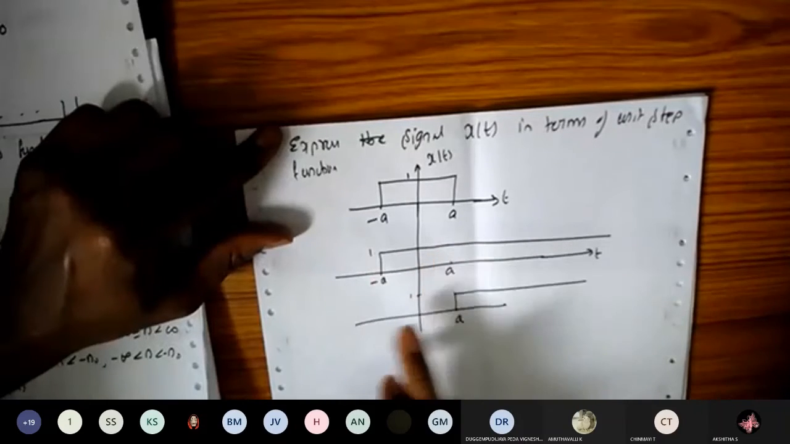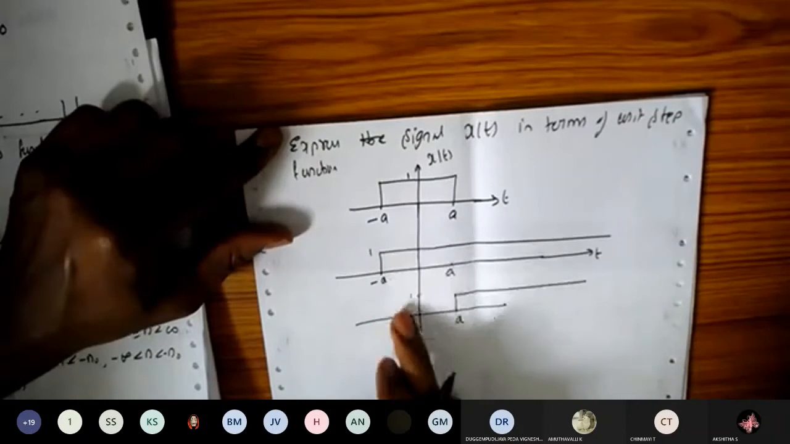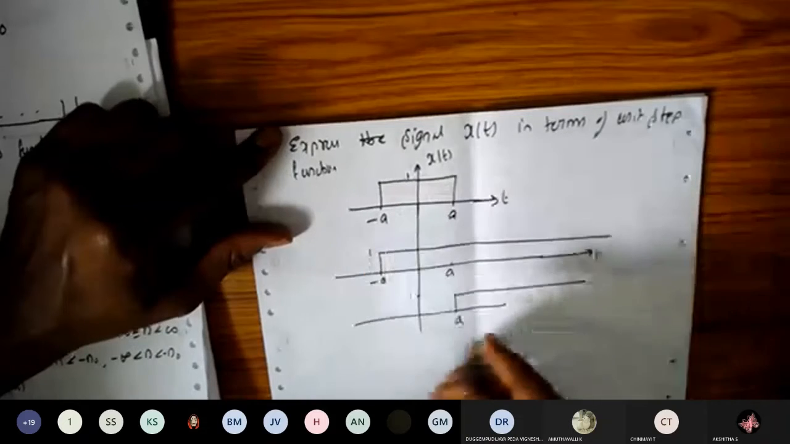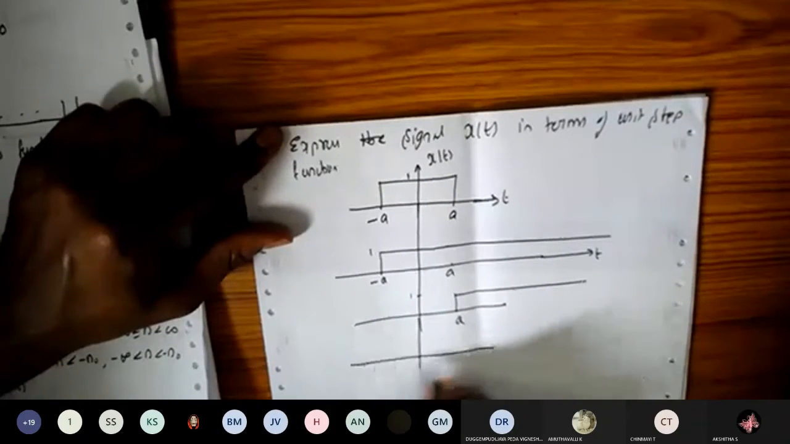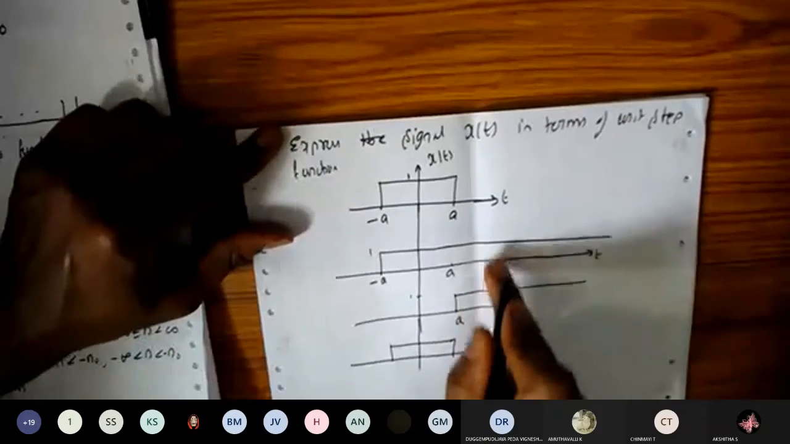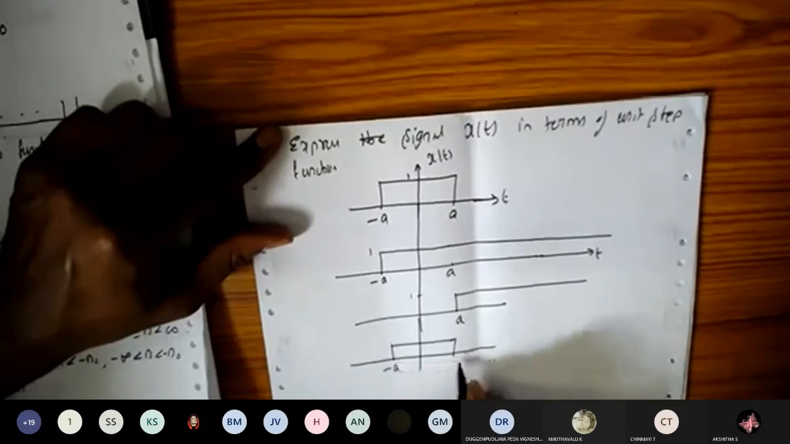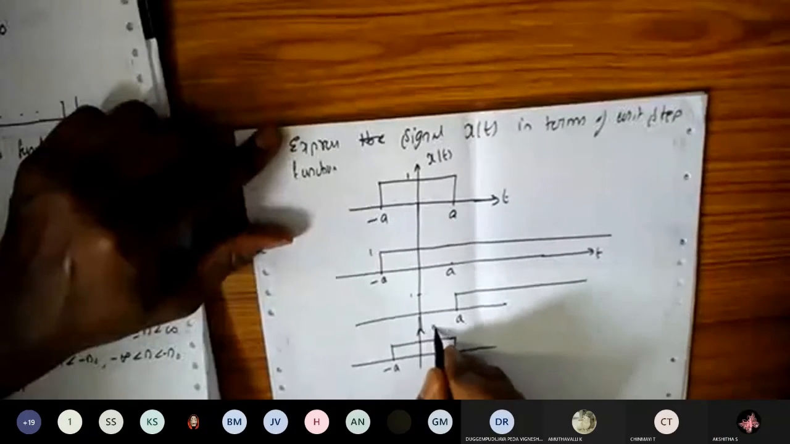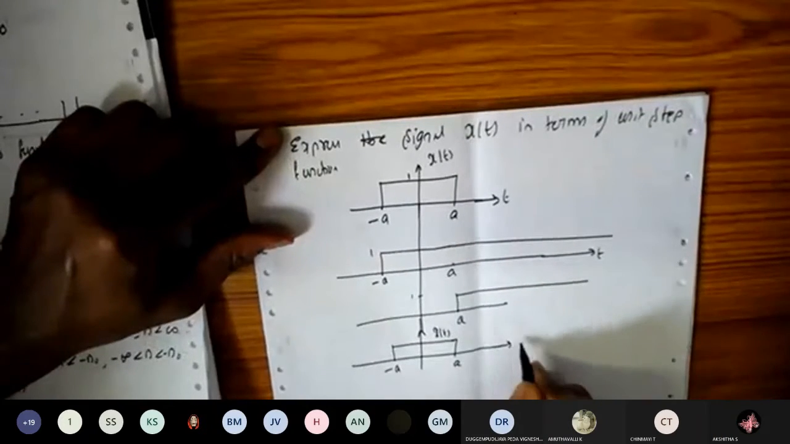When you take the difference of these, from minus a to plus a, this is 1 and this is 0, so 1 minus 0, you are going to get 1 here. And from plus a onwards, the waveforms cancel each other. So it will become like this. Minus a to plus a, the waveform will be like this. So this is called x of t. Correct now? Correct, right?